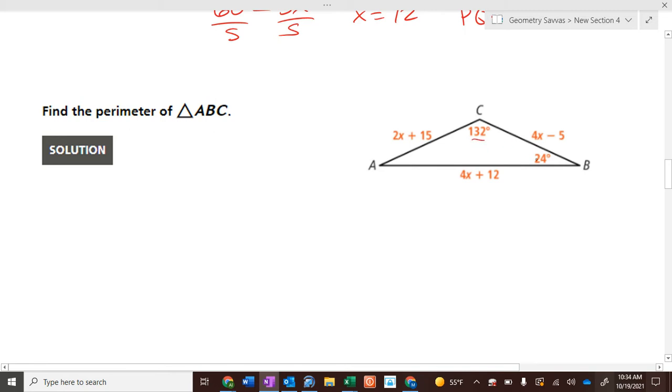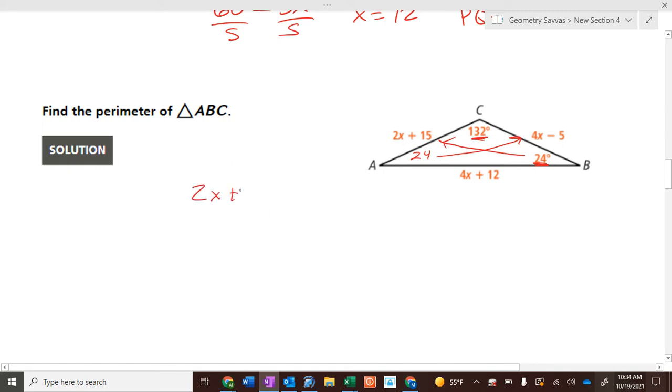If this is 132 and this is 24, what's left for angle A? 24. Because these two add up to 156. 180 minus 156 is 24. So thus, it's an isosceles triangle where this side and this side are congruent.